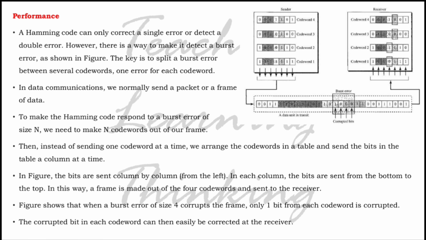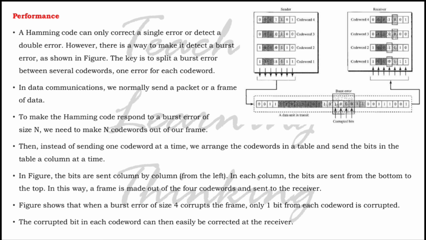So, on the performance of these codes, the Hamming code can only detect a single error or detect a double error. However, there is a way to make it handle a burst of errors. As shown in the figure, the key is to split the burst error between several code words, 1 error for each code word. In data communication, we normally pack a packet or a frame of data. So to make the Hamming code handle a burst error of size n, we need to make n code words out of the frame.